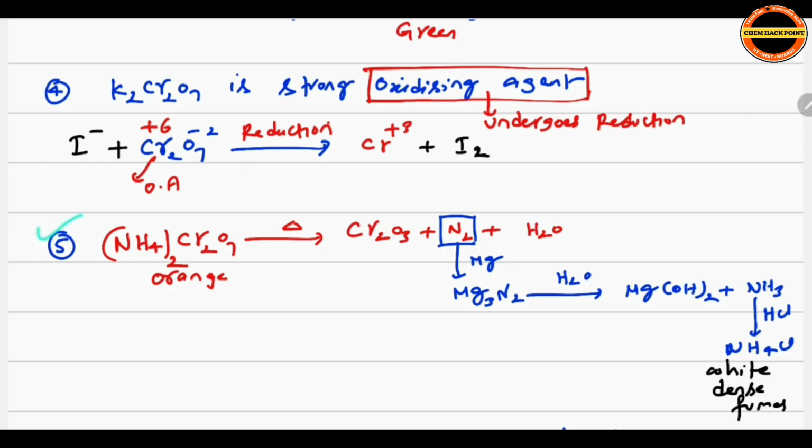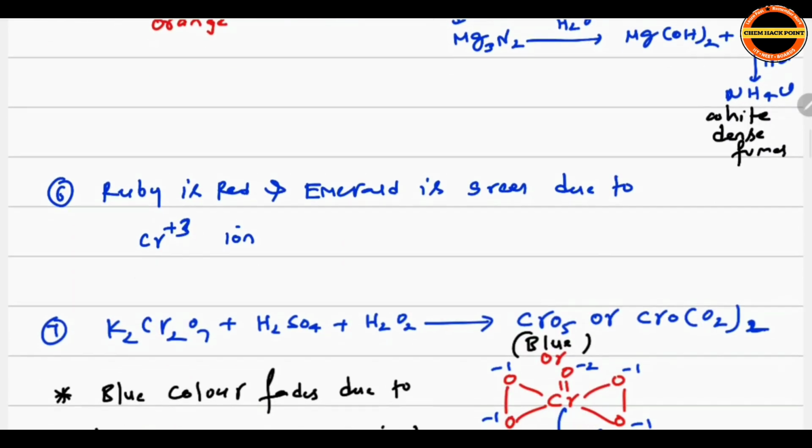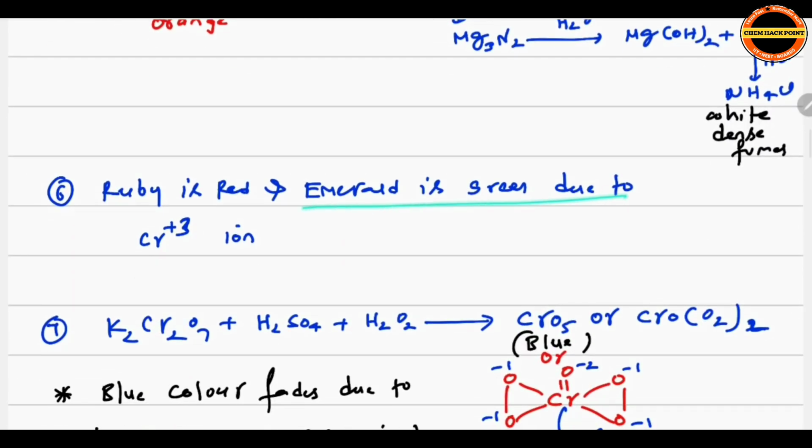Previous class JEE Advanced question. 5th point. Ruby is red and emerald is green due to Cr³⁺ ion, fact based information. Cr³⁺ is responsible for both the red color as well as the green color of ruby and emerald.